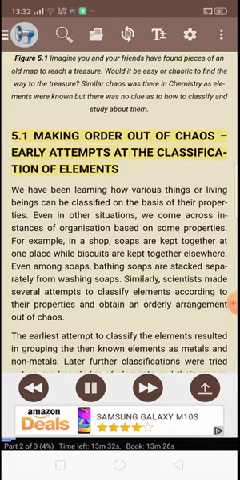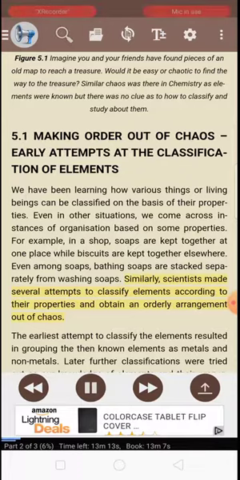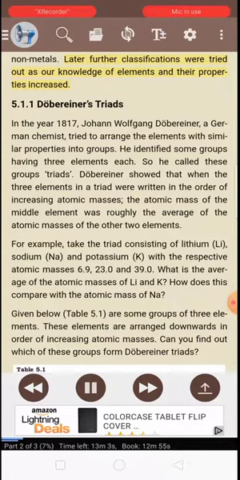Early attempts at the classification of elements. We have been learning how various things or living beings can be classified on the basis of the properties. Even in other situations, we come across instances of organization based on some properties. For example, in a shop, soaps are kept together at one place while biscuits are kept together elsewhere. Even among soaps, bathing soaps are stacked separately from washing soaps. Similarly, scientists made several attempts to classify elements according to the properties and obtain an orderly arrangement out of chaos. The earliest attempt to classify the elements resulted in grouping the then known elements as metals and non-metals. Later further classifications were tried out as our knowledge of elements and the properties increased.